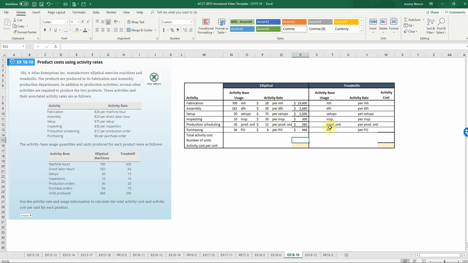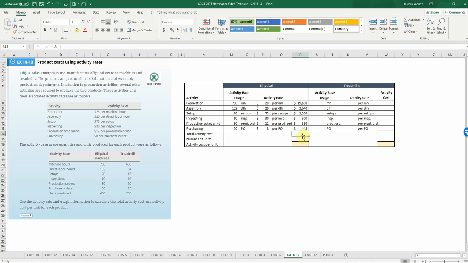Messed up my formatting, that's okay. We can fix that. So if we add up our total cost, lost my heading here, there we go. We have $25,000 of total activity cost, and we have units produced, 400. So now we have the total cost for the elliptical and then the total units. So we can get a per unit cost to be allocated of $64.62.